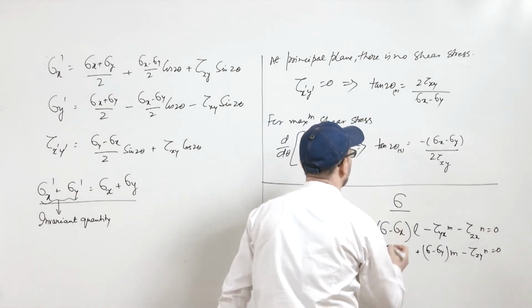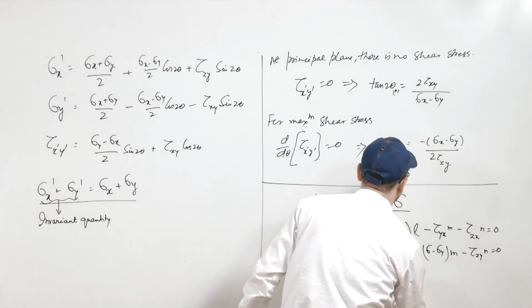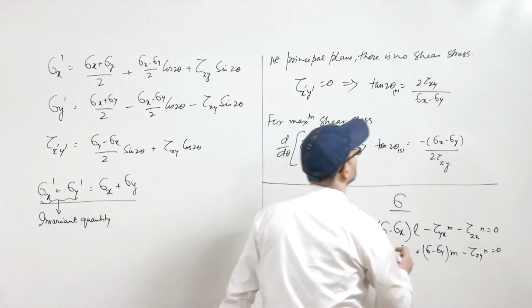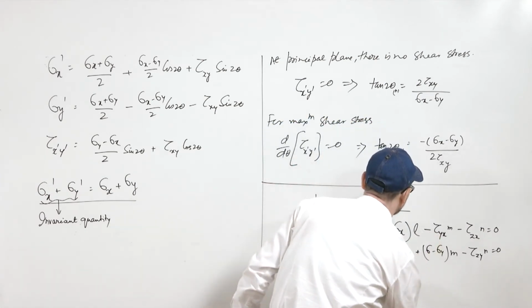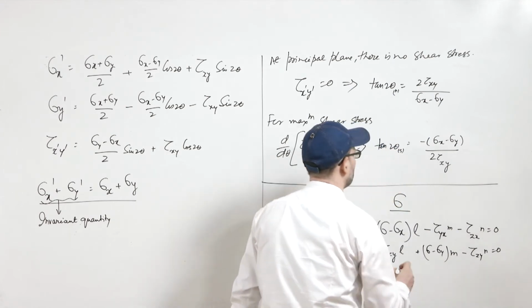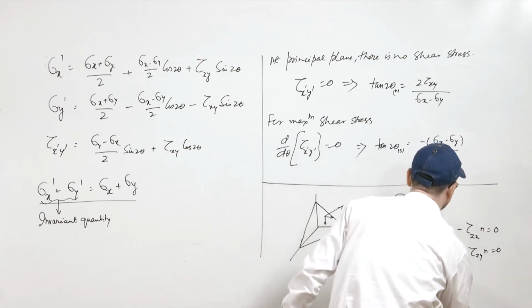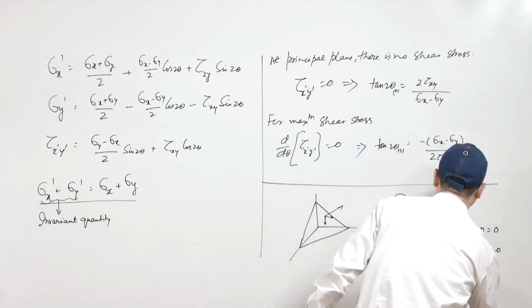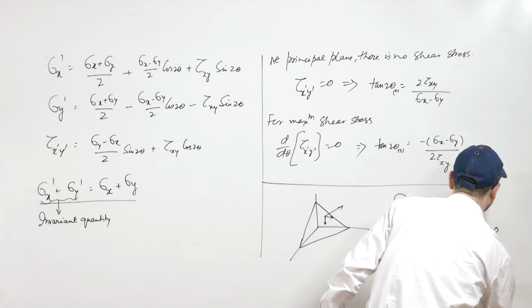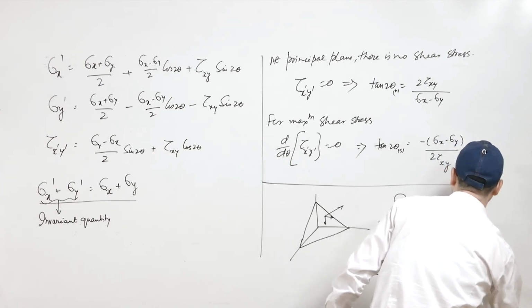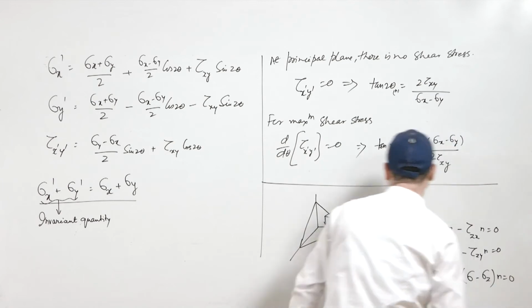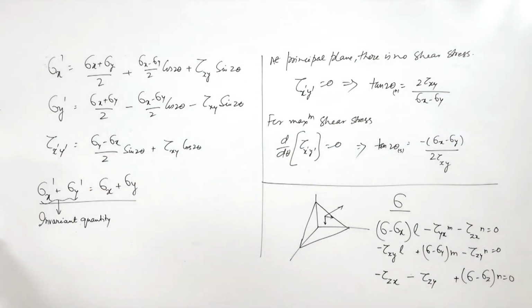Similarly, you will have further minus tau zx l, minus tau zy m, and plus (sigma minus sigma z) n, that is equal to 0. So, these are the 3 equations which you get when you do the summation of forces in those cases.